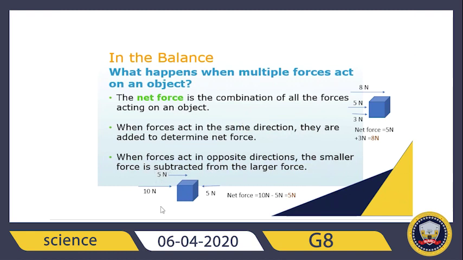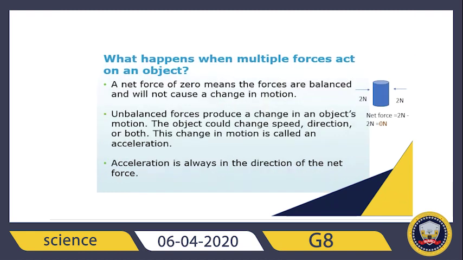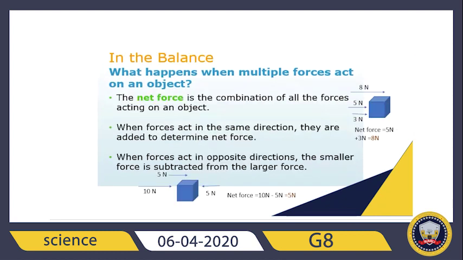Again, acceleration is always in the direction of the net force, as we said. Here, two forces are acting, both of them to the right, so the net will be to the right. Here we have two forces acting in directions opposite to each other, so the final direction should be in the same direction as the greater force, or the larger force.